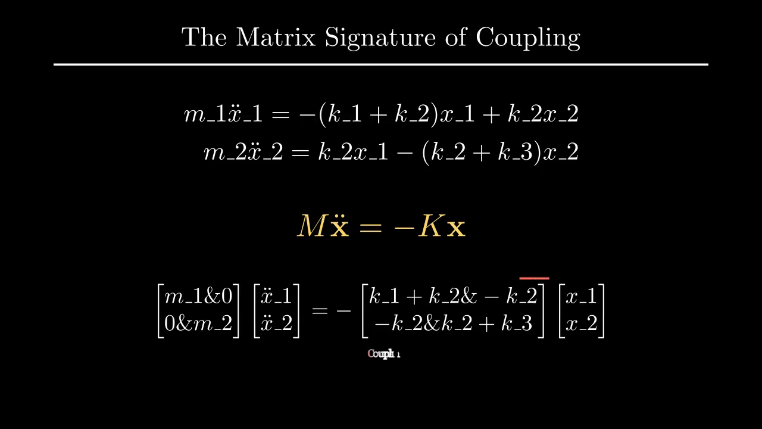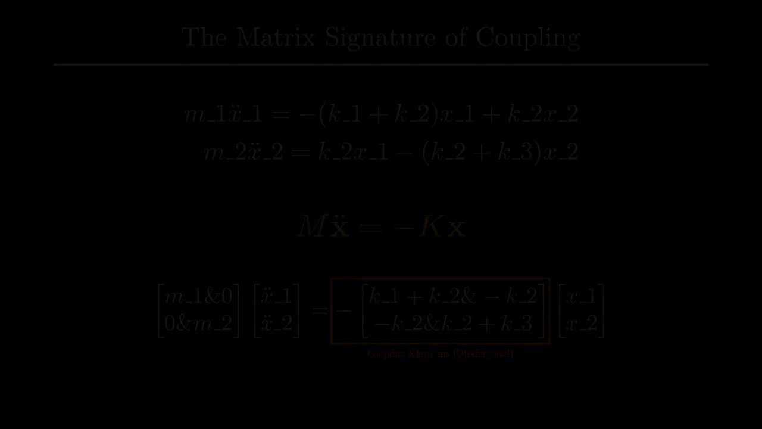The presence of non-zero values outside the main diagonal of K is the mathematical signature of coupling. It means that the force on the first mass is influenced by the state of the second. If K were a diagonal matrix, each mass would bounce at its own natural frequency, completely ignoring its neighbor. But how do we mathematically transform this matrix to see the underlying simplicity?